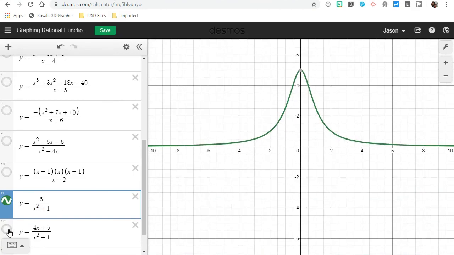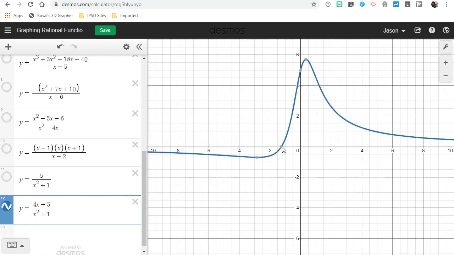And then when I have 4x plus 5, the only difference is I do have an x-intercept. It's going to shift the graph over a little bit as well. My high water mark will not be at x equals 0, but there is an x-intercept. And then as I approach negative infinity, the graph is going to go back toward y equals 0.